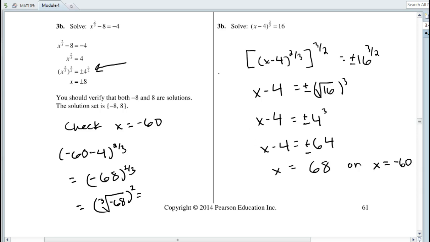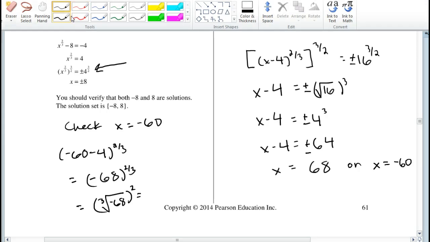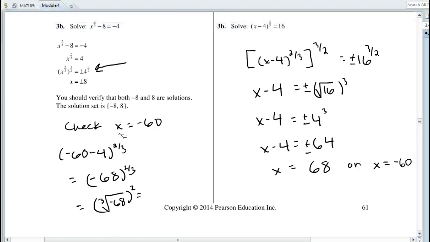Sorry, this is where I'm getting confused. Negative 60 minus 4 is negative 64, not negative 68. Please excuse me. That was a silly mistake. That should be a 4 there. Negative 64, negative 64. So this will end up being negative 4 raised to the second power, which is still positive 16. So actually, both are solutions.